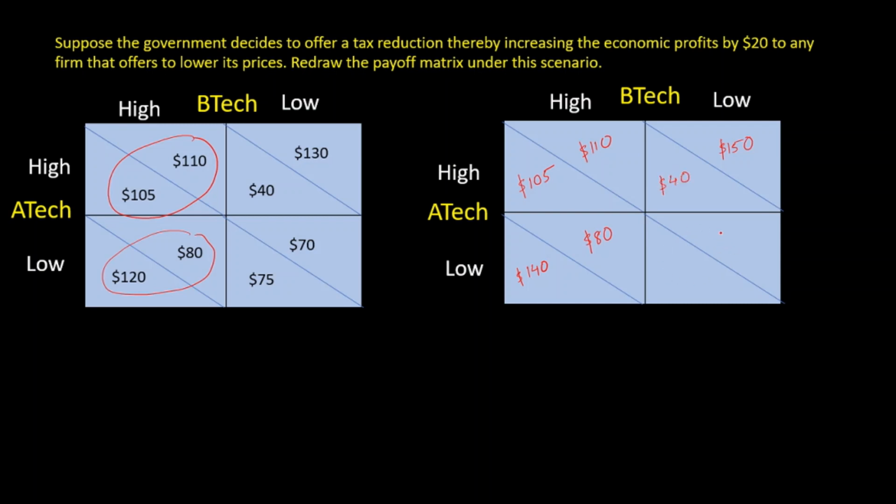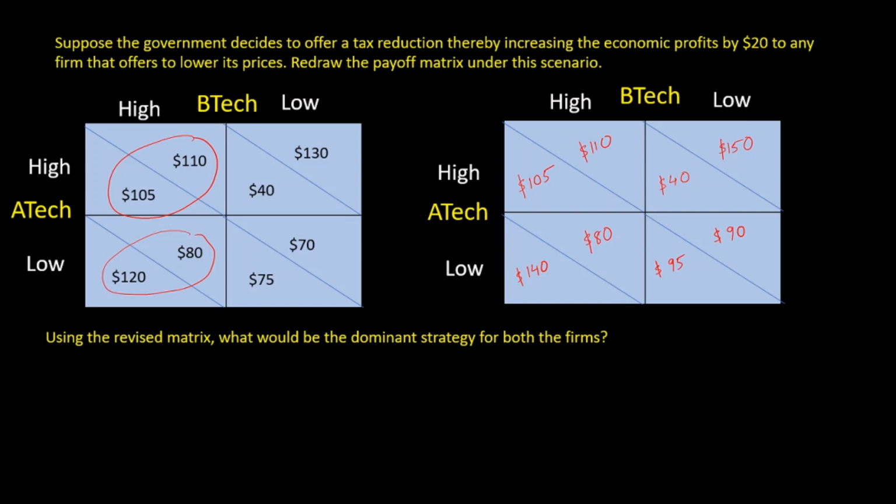Now coming to this part of the matrix, in this case, both A Tech and B Tech offer their products at low price. So both the economic profits would increase by $20. So in this case, it will be 75 plus 20, that is $95. And in this case, 70 plus 20 would be $90. Using the revised matrix, what would be the dominant strategy for both the firms?